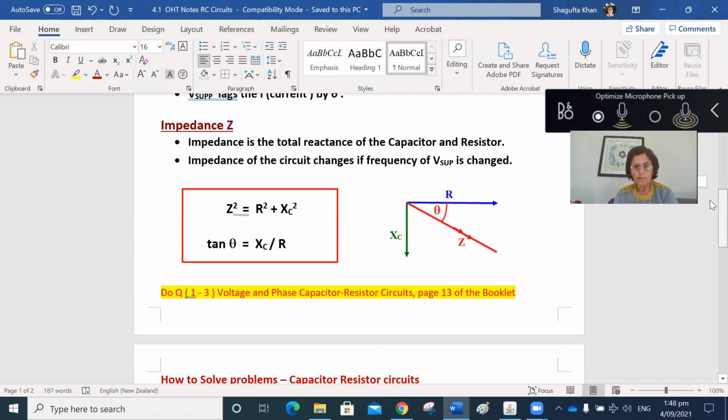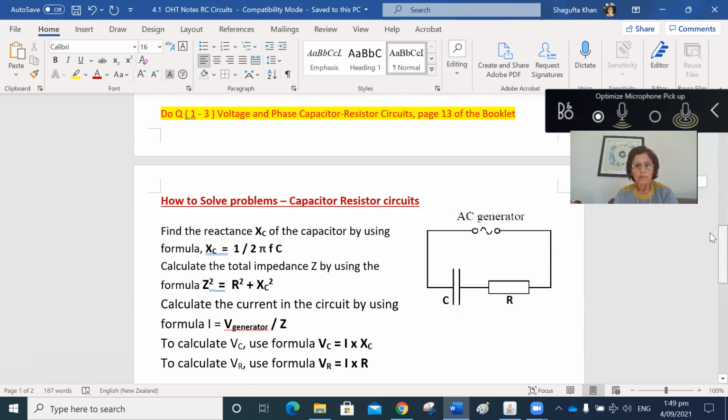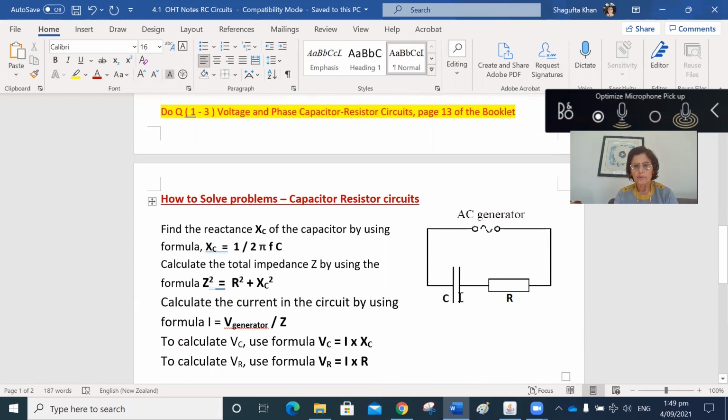So that was all about the notes in this topic. When we want to solve these capacitor resistor circuit problems, I've just written some guidelines here. First of all, if we are given the capacitance of the capacitor, we calculate the reactance of the capacitor by using that formula, XC equals 1 over 2 pi f C. F is the frequency, C is the capacitance. Then we find the total impedance by Z squared equals R squared plus XC squared.